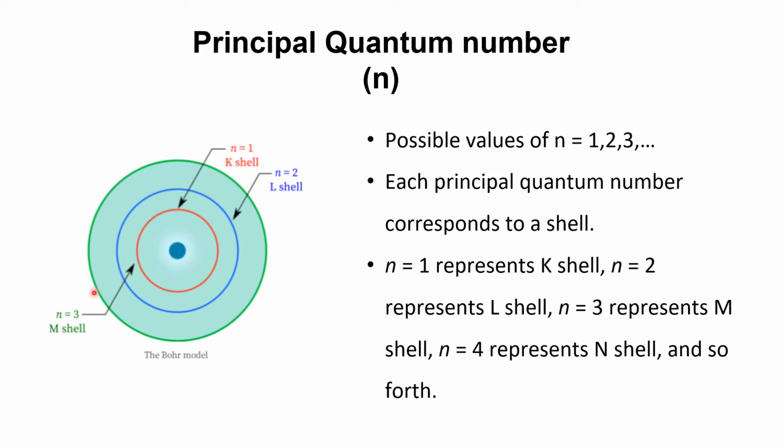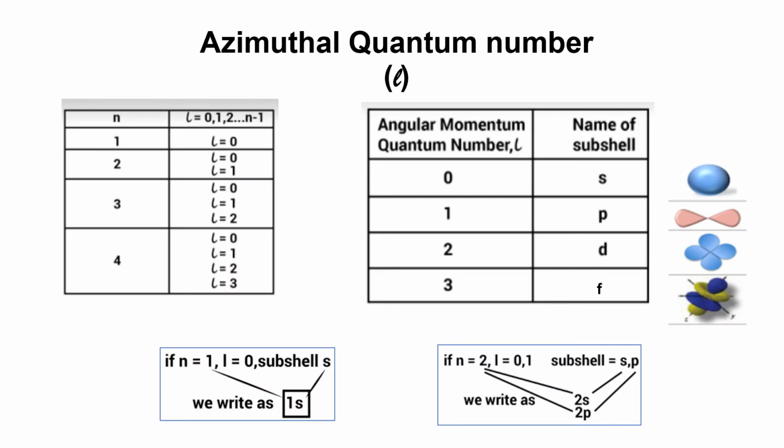Now we know that the electrons are revolving around the nucleus in particular shells. Let's see further. The second quantum number is the azimuthal quantum number, represented as small l. When we know the value of n, the principal quantum number, we can identify the values of this azimuthal quantum number. The value of l can be from 0 to n minus 1. For example, if n is 1, then l goes from 0 to 1 minus 1, which is again 0. So it would be 0.